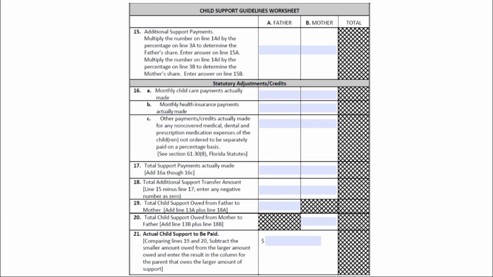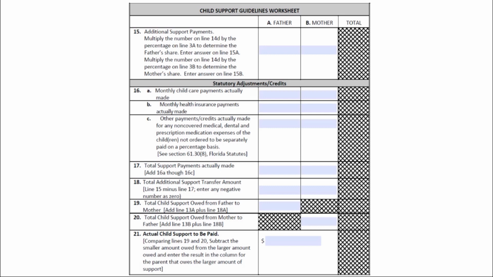Section 20 allows you to calculate the total child support owed from mother to father, which is calculated by adding line 13B to the amount stated in 18B. Put this total in 20B. And finally, in section 21, to determine the actual child support to be paid, you must compare the amount stated in line 19A and 20B.